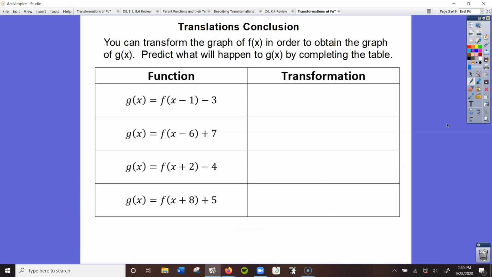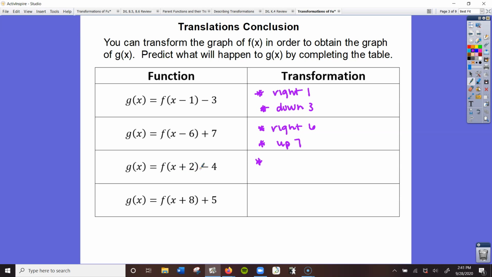So to wrap up translations, if I look at the transformed equation, I know what my graph is going to do. Whatever is inside of the parentheses is how it's moving left or right, and we have to think of the opposite. And whatever is outside the parentheses is affecting the y values, and we would do the same. So f of x - 1 minus 3 would mean that it would move to the right 1 and also down 3. For this next example, f of x - 6 plus 7, it would move to the right 6 and up 7.